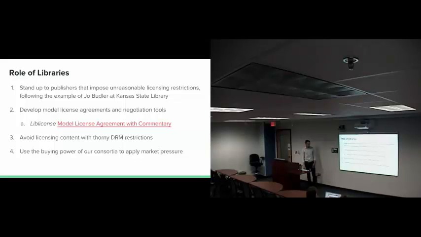And using the collective buying power of our consortia to apply market pressure. That's something that we're definitely doing in the electronic journals licensing space. That's happening all over the world, really. Especially in Europe right now, there are entire countries at the negotiating table with Elsevier and some of the big 5 academic publishers, threatening to cancel their deals as an entire country. So that's definitely an area where we can bring our market power to bear and try to apply some pressure and enforce the issue.